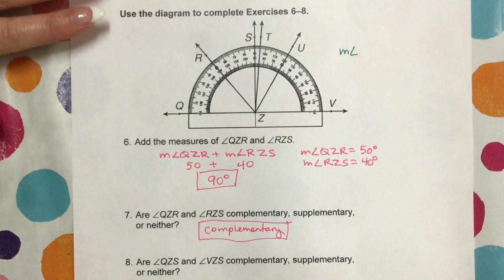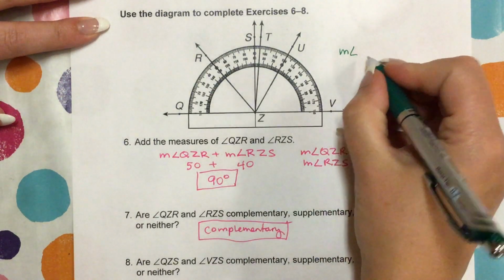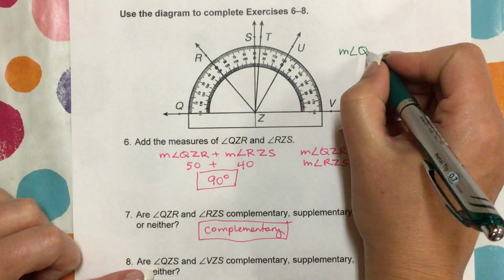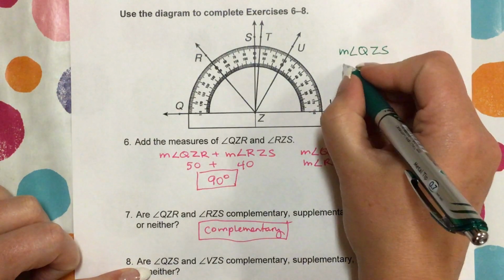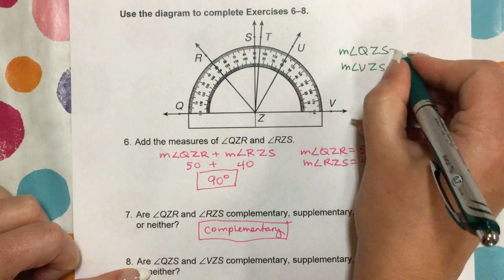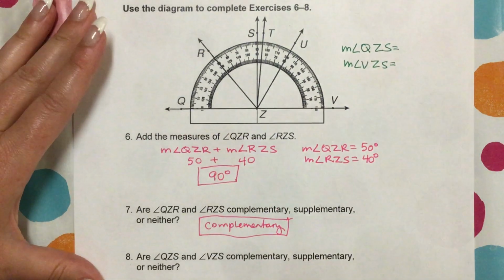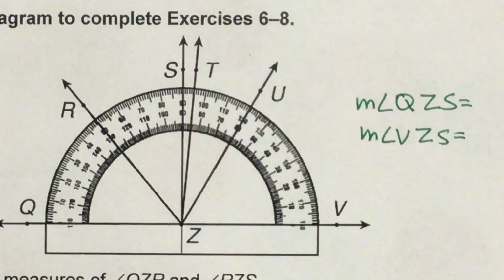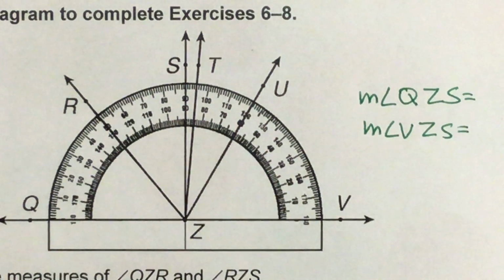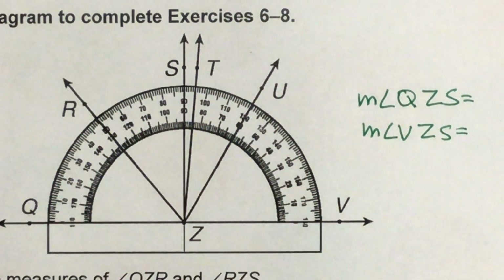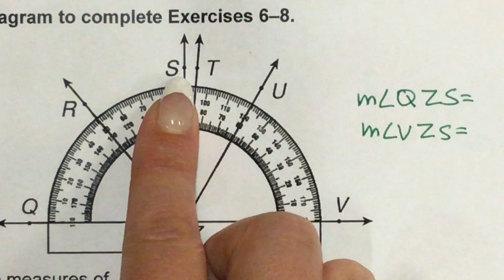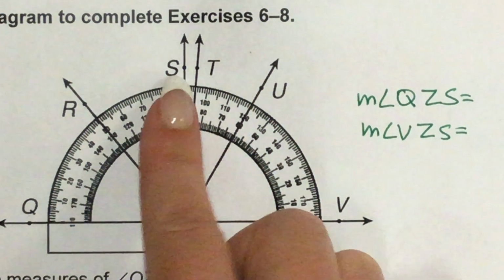All right, we're back. Let's see how you did on problem 8. I'm going to go ahead and write the measure of angle QZS right here and the measure of angle VZS right here. So when I zoom in, I can still have the angles of what I'm trying to determine. Okay, cool. So the first one we need to find is QZS.